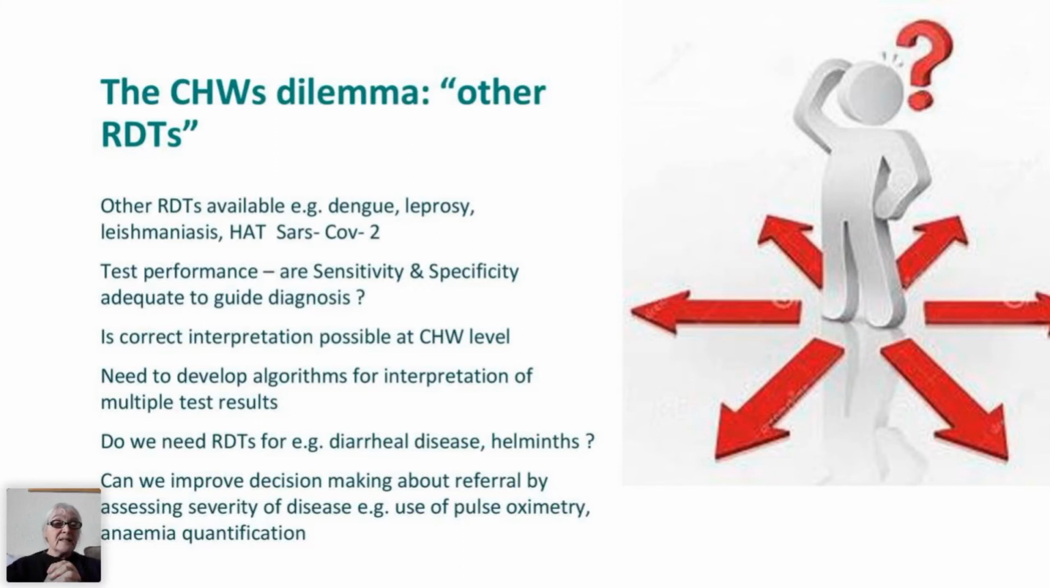Is the test good enough? Is the sensitivity and specificity adequate to guide the diagnosis? Is it easy to determine the result of the test? And we need to develop new algorithms for interpretation of these multiple test results. And do we need RDTs for other conditions like diarrheal disease or helminth diseases? And can we improve decision-making about referral by assessing severity of disease, for example, introducing the use of pulse oximetry or anemia quantification?